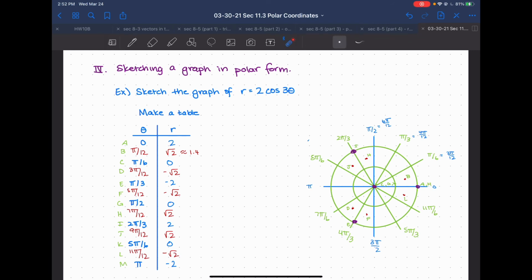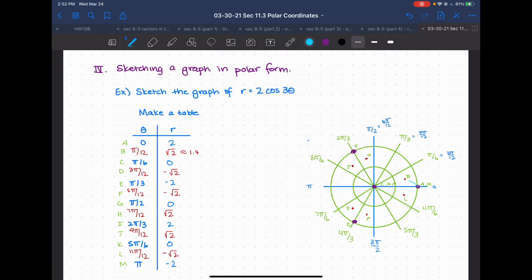If we follow those points now in order, we're going to see this. Starting at A, we go to B, to C, to D, E, F, G, H, I, J, K, L, M. And then it's just going to repeat. It ends up making a nice pretty rose.